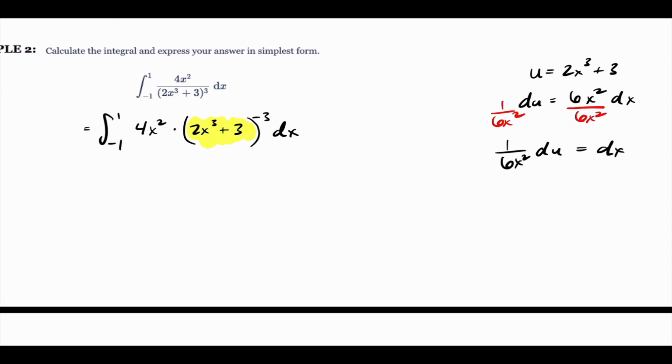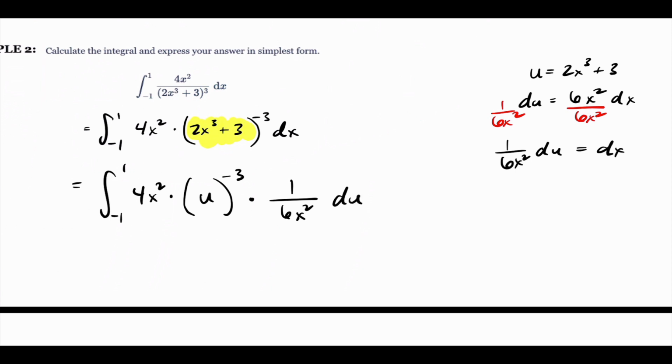Okay. Do what I did last week, plug in. -1 to 1, 4x squared stays. I put u, because that is u to the -3 power. And then I sub in for dx. I know dx is now 1 over 6x squared du. Okay. The x squareds will cancel out.